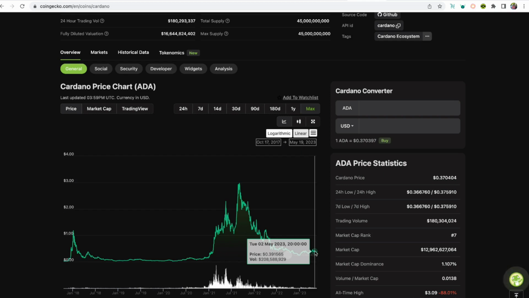We have 6,000 ADA. Now, let's times that by its previous all-time high. So 6,000 times $3. That's going to be $18,000. So that 6,000 ADA at $3 per ADA is going to equal $18,000. So you took $3,000 and it's now worth $18,000.